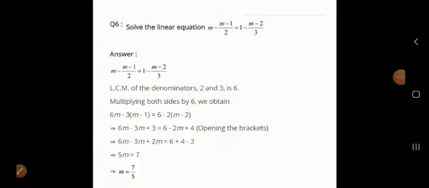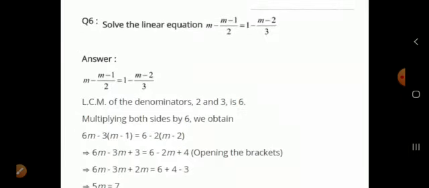Hello students, today we are going to have the solution for exercise 2.5, questions 6 to 10. So we are starting with question 6. Solve the linear equation: m minus (m minus 1)/2 equals 1 minus (m minus 2)/3.